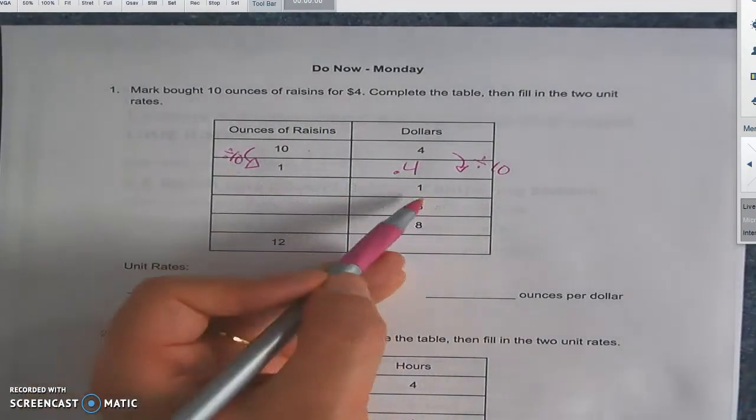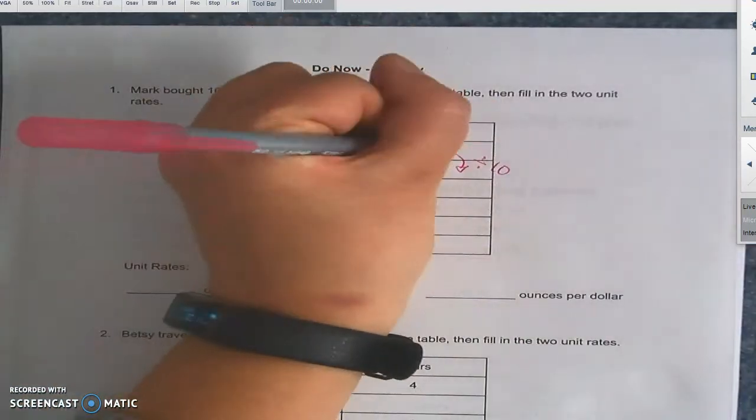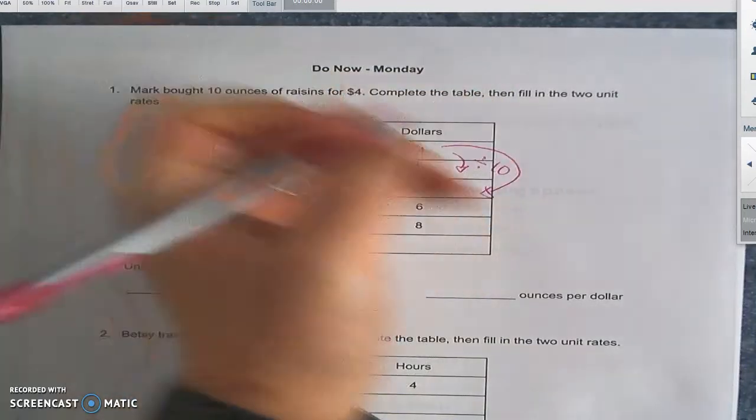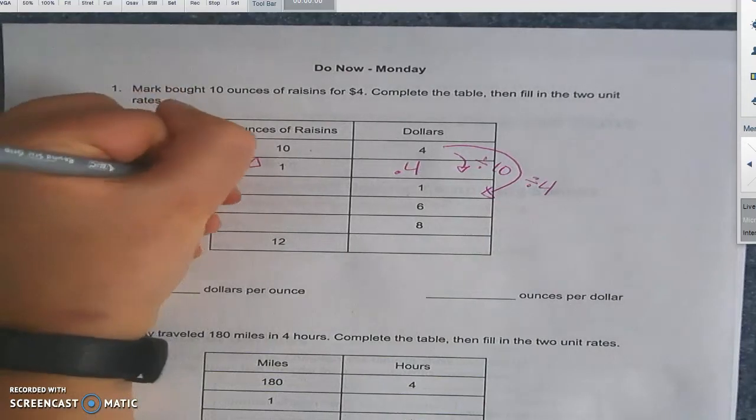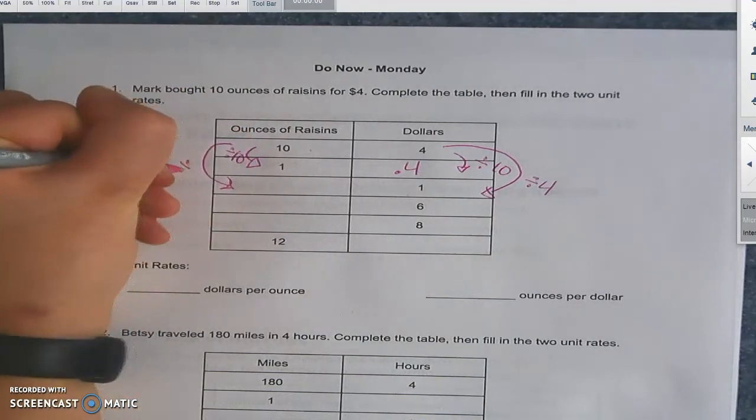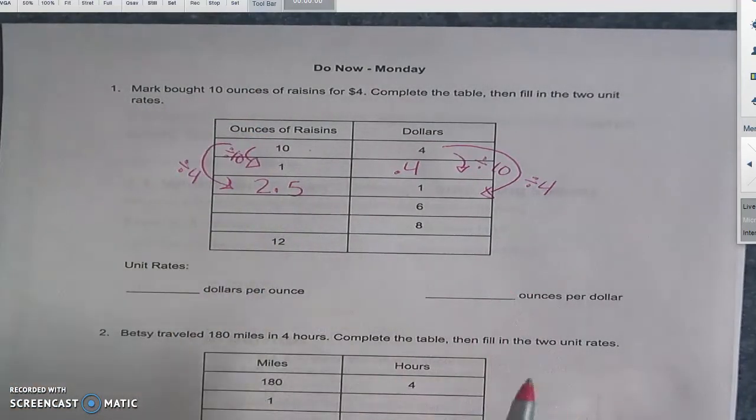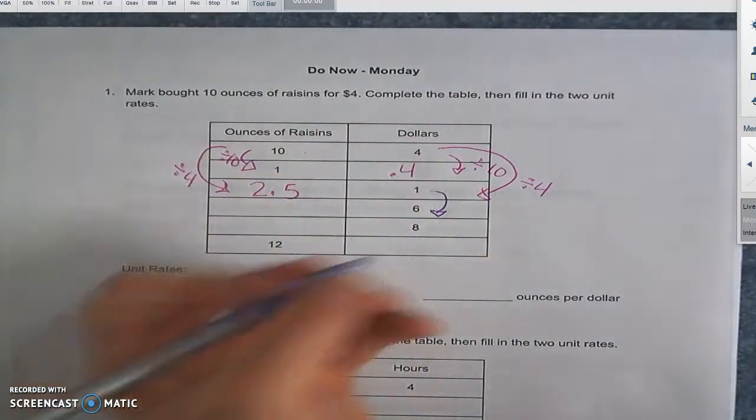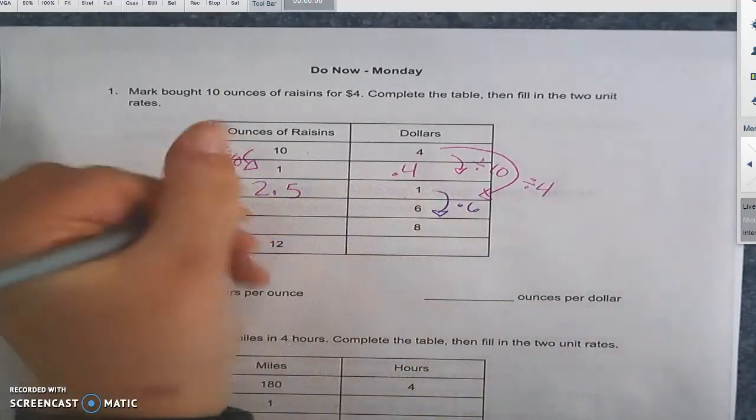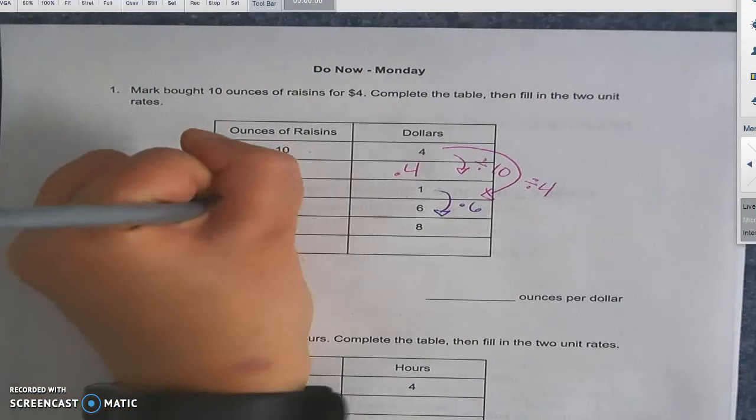Then I need to find $1. I could go from right here. Instead, I'm going to go from my top row again, because I know that 4 divided by 4 is going to give me 1. So on this side, I'm going to do 10 divided by 4, which gives me 2.5. So then I need $6. So I'm going to go from here. To get from 1 to 6, I'm going to do times 6. So then to get from 2.5, I'm going to do times 6, and that gives me 15.